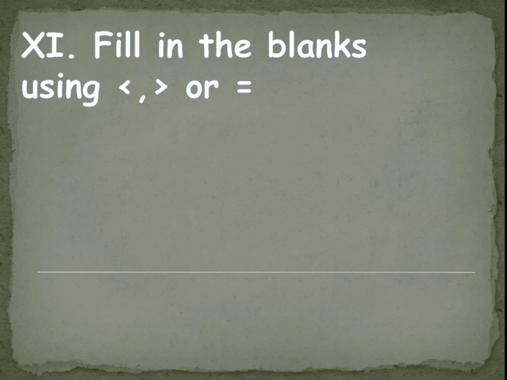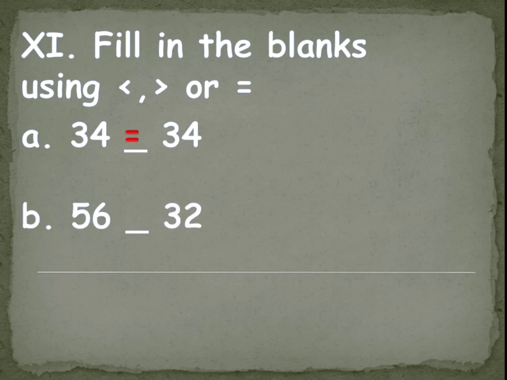Next, 11th bit. Here you have to use the less than, greater than, or equal to symbols to show which is the bigger number, which is the smaller number, or equal numbers. So 34 and 34. They are equal numbers, so you'll put equal to. Next, 56 and 32. Here 56 is the bigger number and 32 is the smaller number. So in between you'll use the greater than symbol. So 56 is greater than 32.